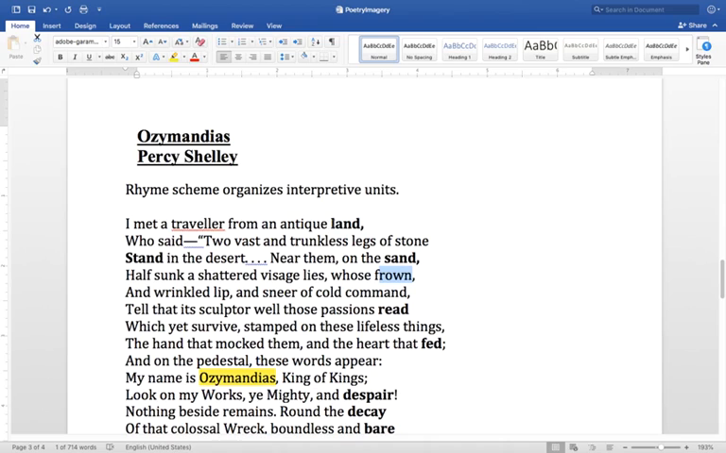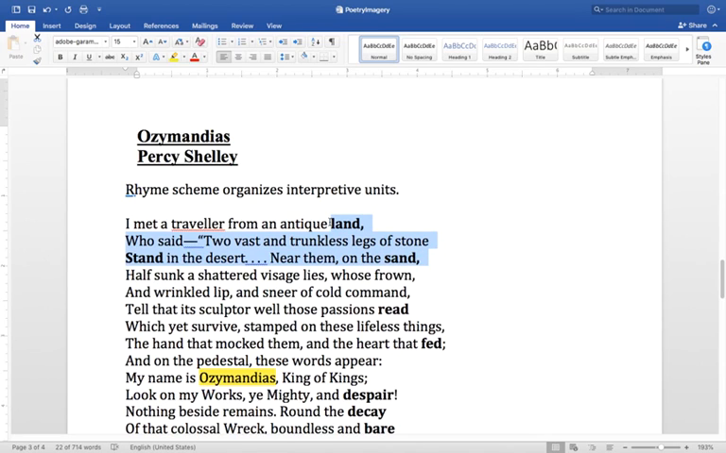But there's also rhyming between the land at the end of line 1 and the stand at the beginning of line 3. And so notice that the way in which Shelley is using rhyme is to organize an interpretive unit that begins with this rhyme of land over here and continues all the way until this stand over here. So there's a mini break there of one interpretive unit in between land and stand, and then another interpretive unit that extends the land all the way to the end of the line to the sand.